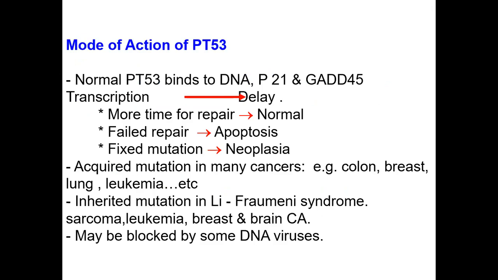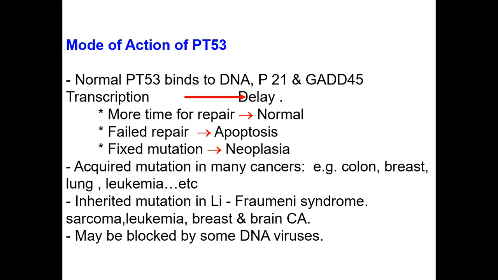The mode of action: normal P53 binds to the DNA, and P21 and GADD45 transcription lead to a delay in the cell cycle, giving more time for repair, and the cell returns to normal. If there is failure of the repair, we get apoptosis, and if the mutation is fixed, it will lead to neoplasia.